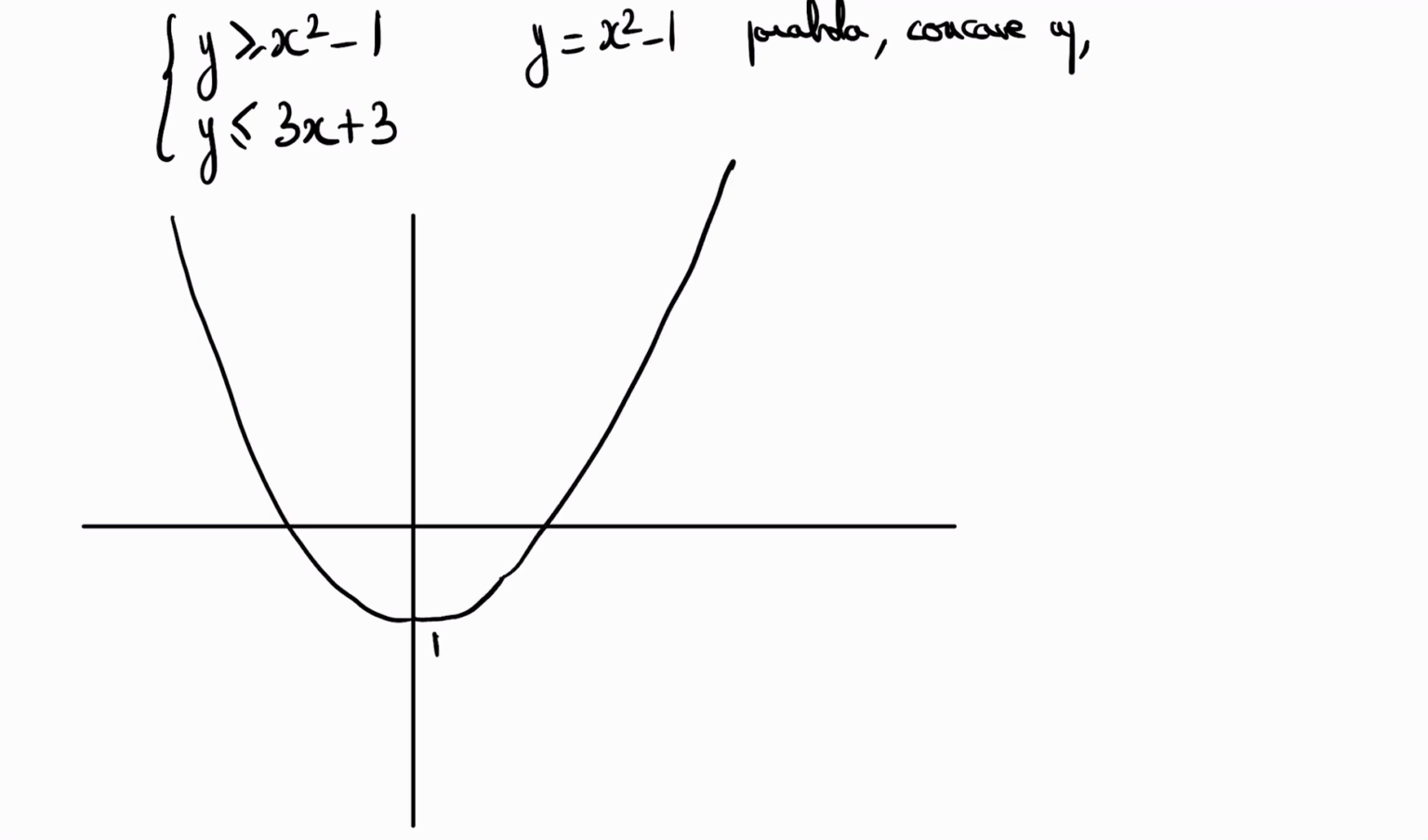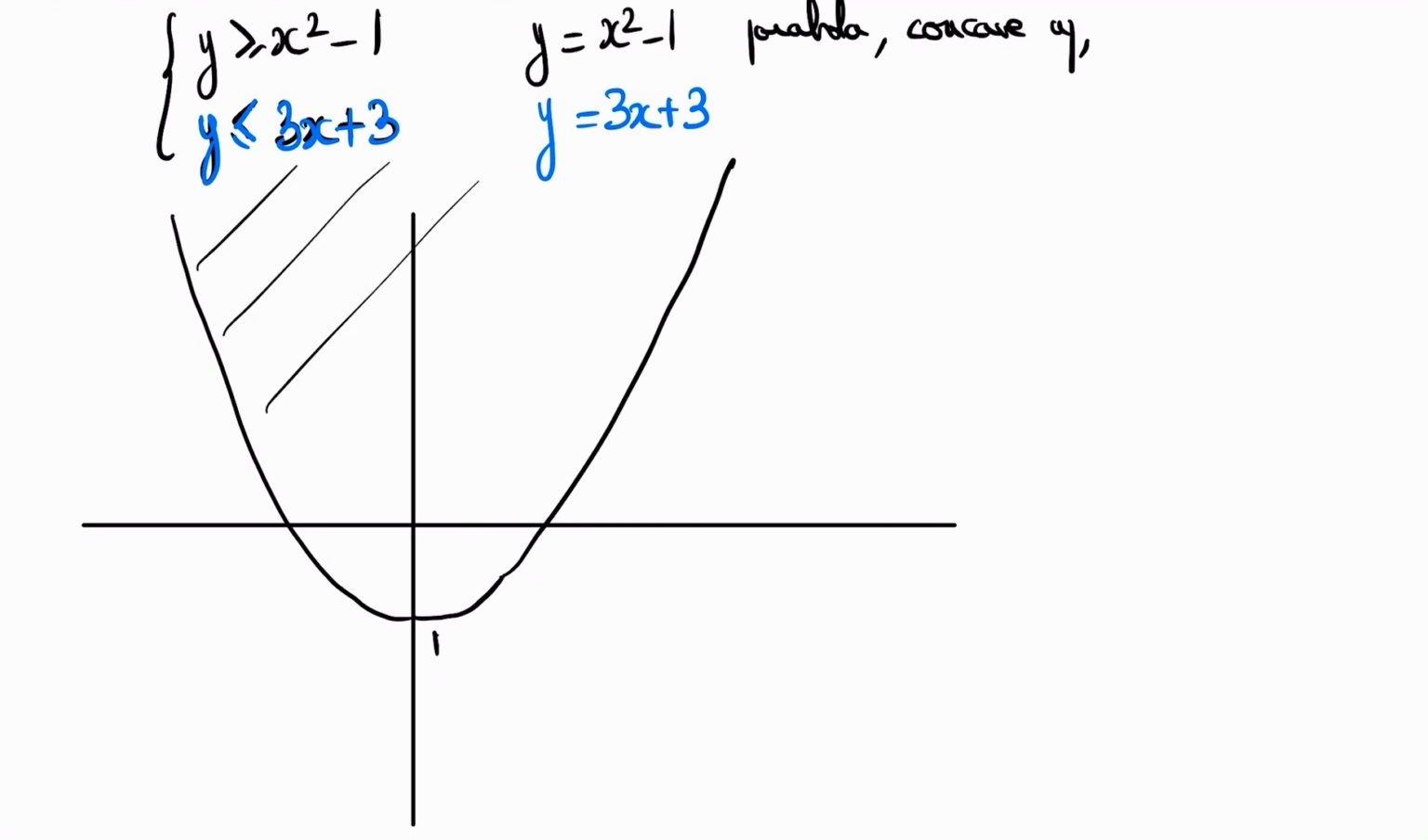And here it's 1. And just not to be confused, I'm just going to do the next one in blue: 3x plus 3. So what we do is we graph y equal 3x plus 3. Actually, coming back to the first part, in black, when is y greater than x squared minus 1? Well, that's when we are above the parabola, so all of this part.